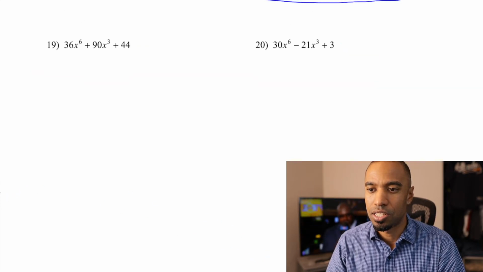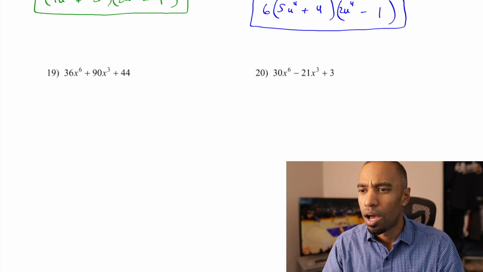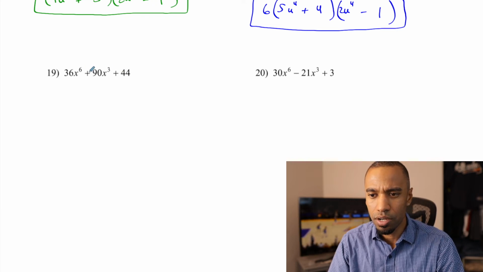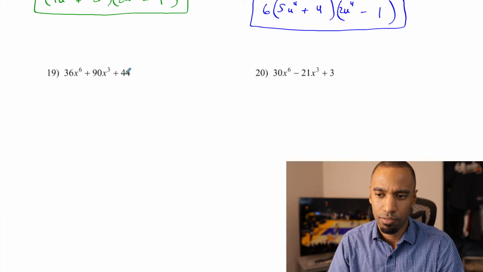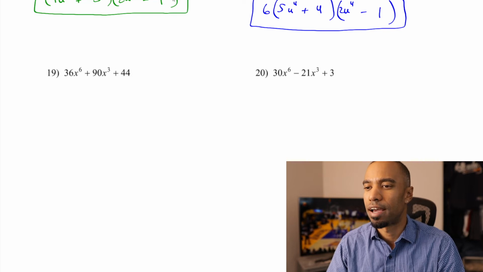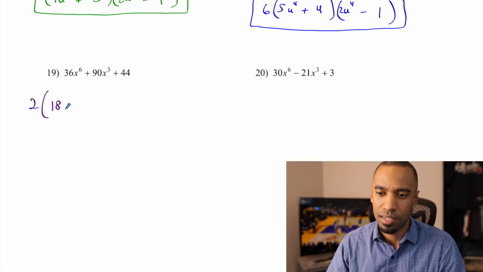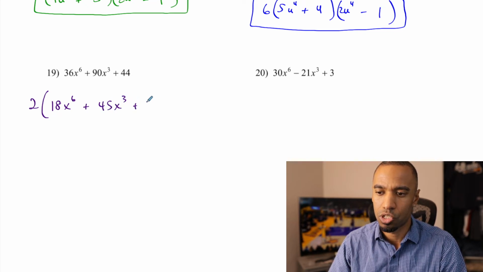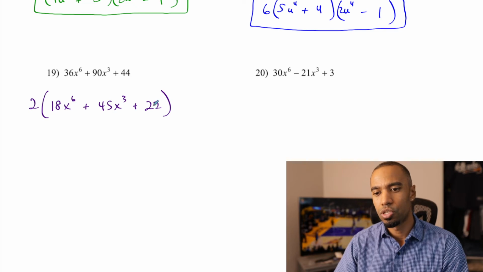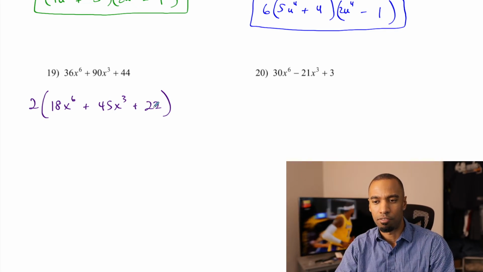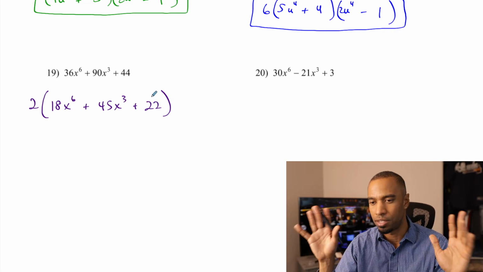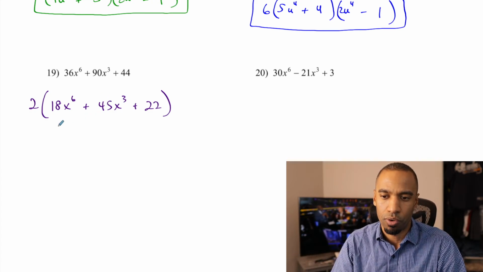All right. Number 19. Big numbers. Is 2 the largest number? 18, 45, 22. Yeah. You can factor out a 2 from here, but that's it. And we get 18x to the 6th plus 45x cubed plus 22. Hey, 22 doesn't have too many factors there, just 2 and 11, an odd and an even. Keep that in mind as we do 45 there.